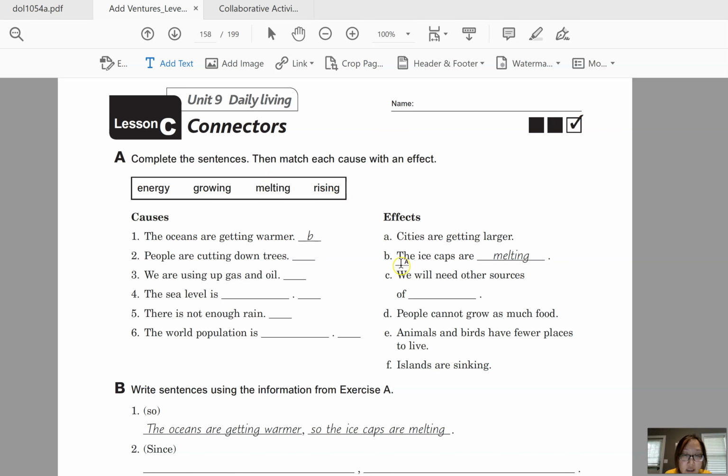So, for example, you can see the ice caps are melting. So you don't need to use this one anymore. So go ahead and complete each sentence with the blank, here, here, and here. And then when you're finished, match each cause with an effect. Okay, so I'm going to give you some time to do that. You can pause the video and continue when you're finished.